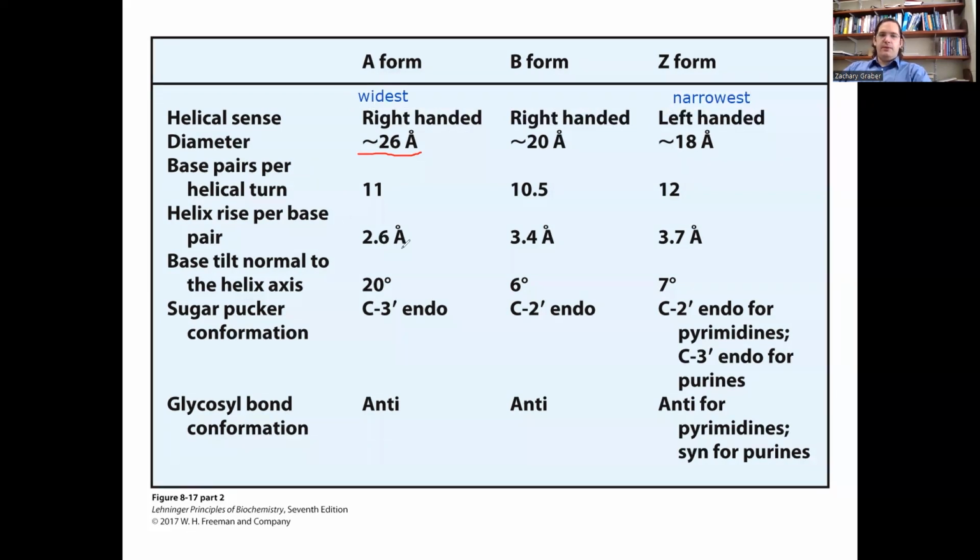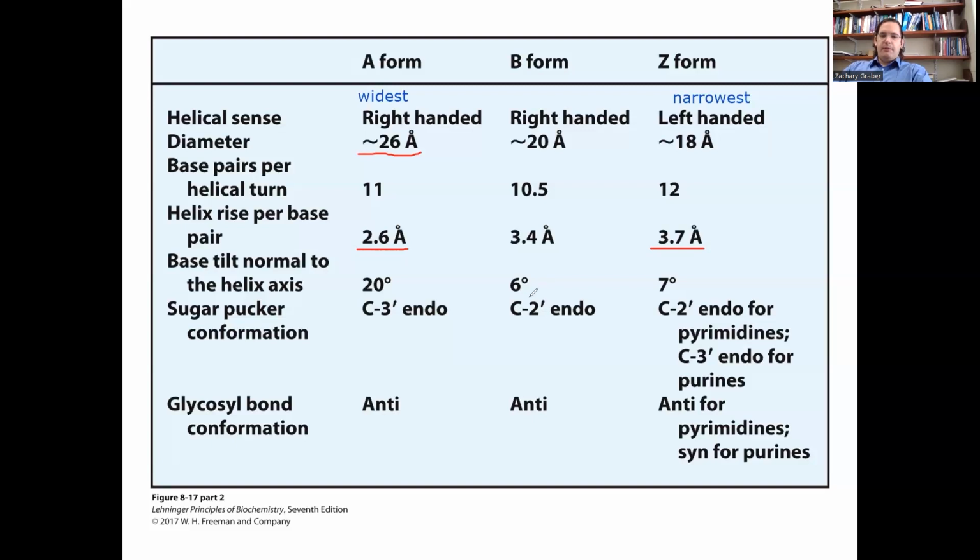That also correlates to a difference in the length of our helix. So the Z form, as the narrowest, is also the longest helix, right? It has the largest rise per base pair. And our A form, as the widest, is also the shortest. We only have 2.6 angstroms per base pair here. And that also correlates to a difference in our base pairs per helical turn. So you'll notice we have a slight difference in the number of base pairs that we have as we complete a full turn of our helix.